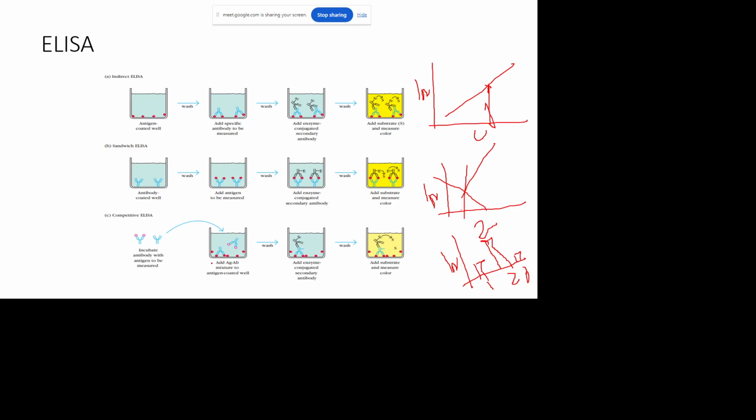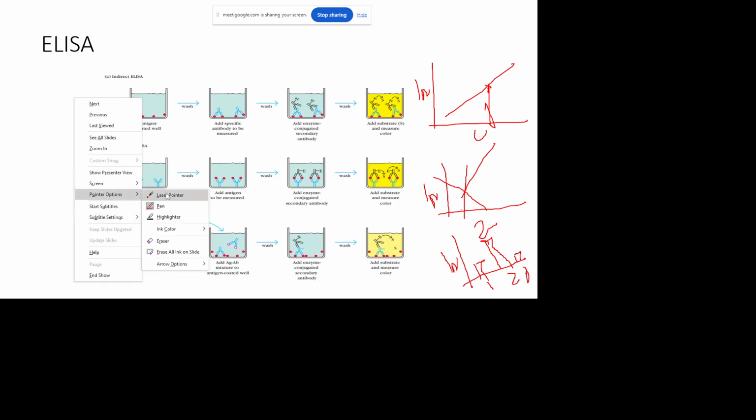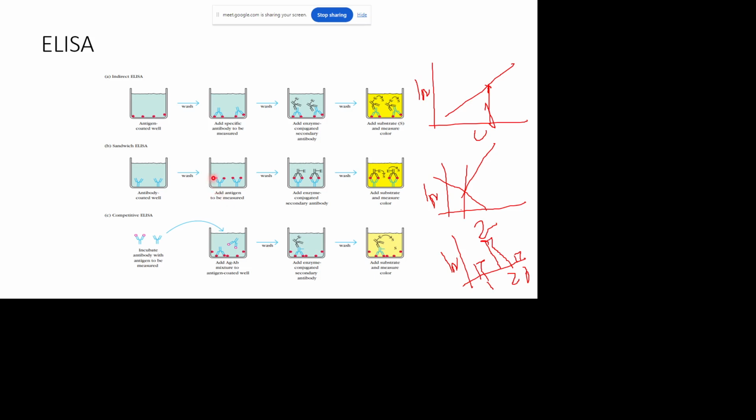Next is sandwich ELISA. In sandwich ELISA, the well is coated with the antibody. Washing is done to remove the unbound antibodies, and then you add the antigen over the well. So the antigens will be bound to the antibodies which are coated on the well.